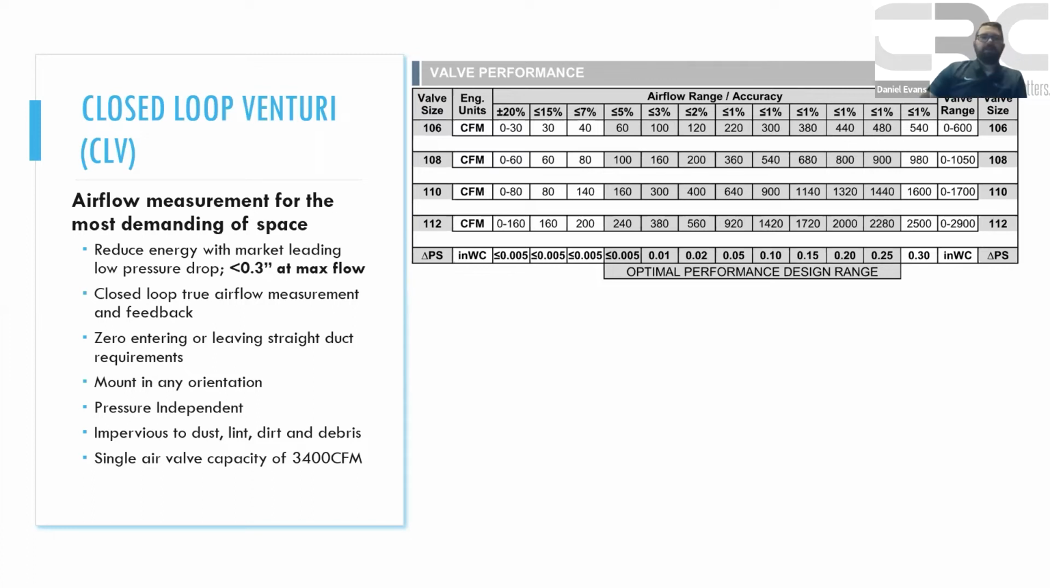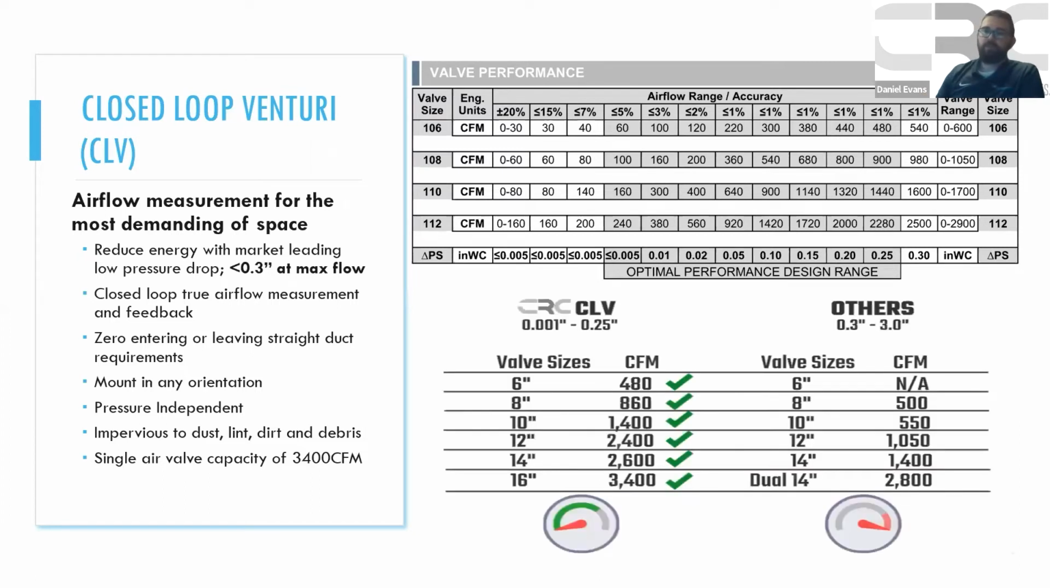Single air valve capacity up to 3,400 CFM. What does that mean for us? We offer air valves from a 6 to a 16-inch. And then what you see in that chart there on the bottom is the design max CFM. If you reached out to Long and said, what could a 6-inch air valve do? They would say, I designed it for a max CFM of 480.